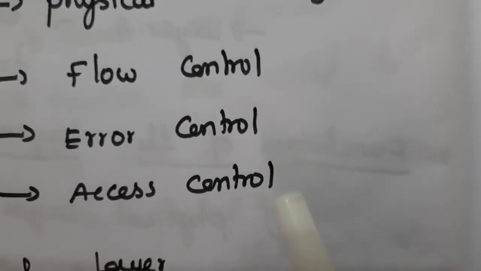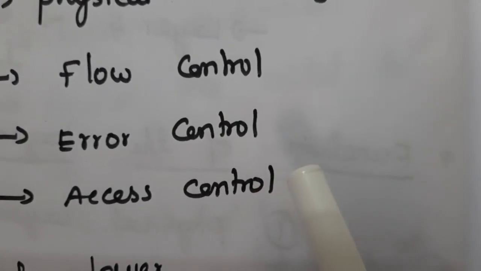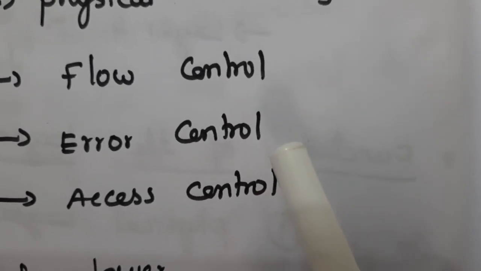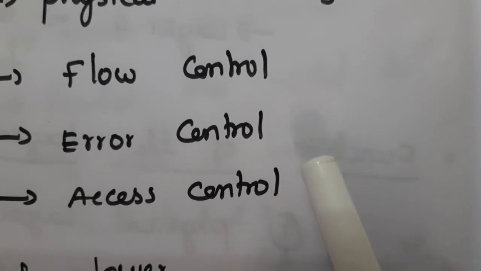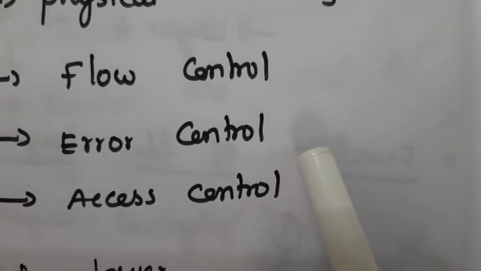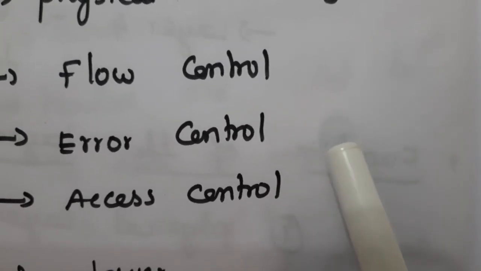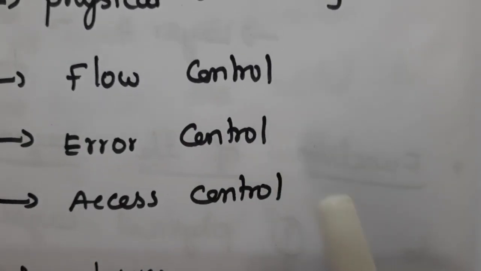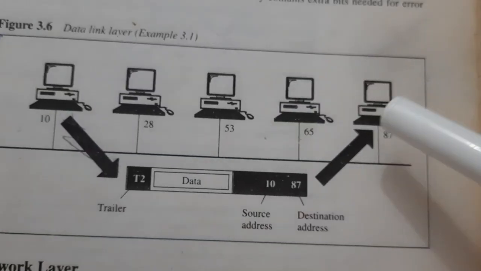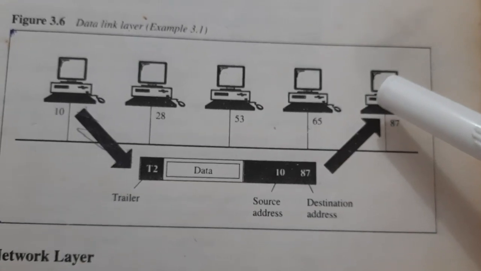Next one is access control. Access control means when two or more devices are connected to the same link, data link layer protocols are necessary to determine which device has control over the link at any given time. So this is access control of the data link layer. So this is the function of data link layer.